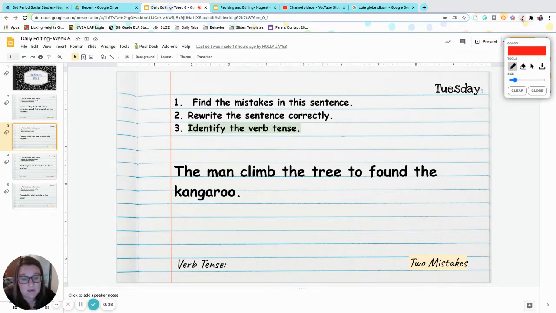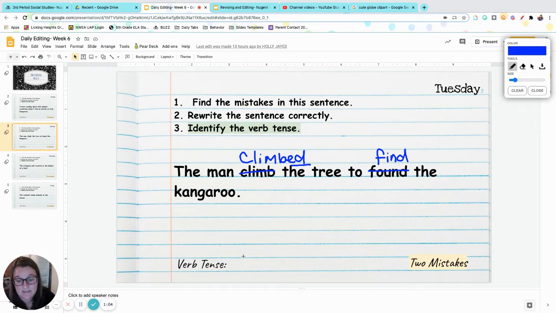All right. We have "the man climb the tree to found the kangaroo." What? Okay. That doesn't quite make sense. So now we have "the man climb." We know that something is wrong with this, so we're going to cross it out. The tree to found the kangaroo. No. The man climbed the tree to find the kangaroo.